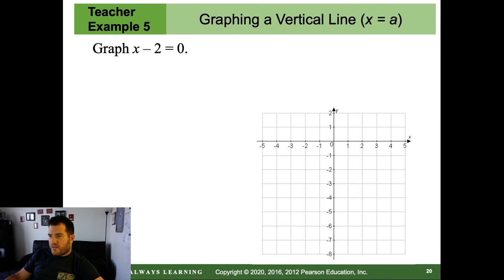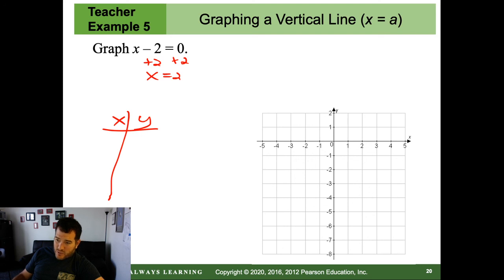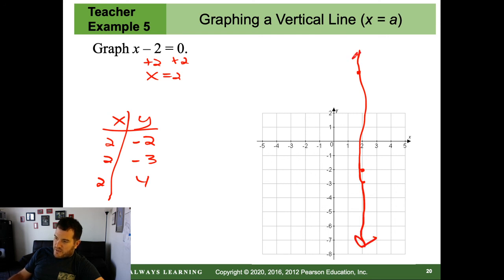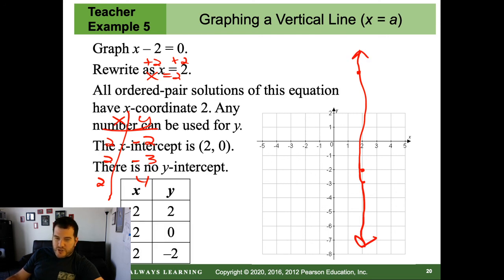Same thing with this one. I don't have a y, but I don't like the way this is set up, so I'm actually going to add 2 to both sides, so I get x equals 2. Now, I feel so much more comfortable for that. Doesn't matter what your y is. -2, -3, 4, doesn't matter. What's my x? 2. So 2, -2 is right there. 2, -3 is there. 2, 4 is somewhere up there. And it's going to be a straight line like that. So those are kind of the unique ones that are a little bit different.